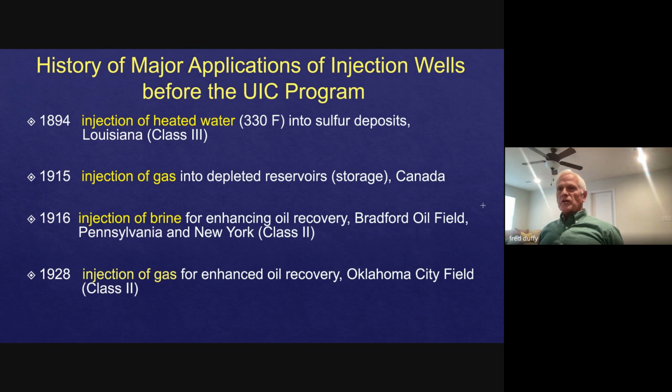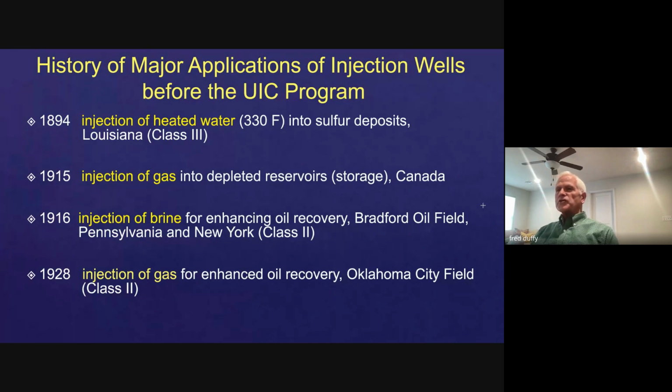Starting with the first one in 1894, the injection of heated water to dissolve subground sulfur deposits and bring it to the surface. This was done in Louisiana. By today, EPA would call this a Class 3. Don't worry about the classifications; I'll have a slide on that to define those later. In 1915 was the first application of injecting gas into a depleted reservoir for storage. That was done in Canada.